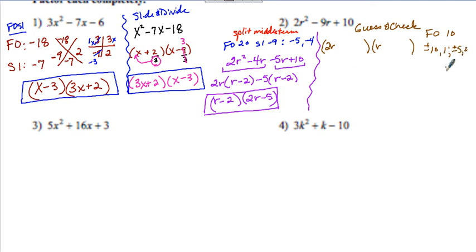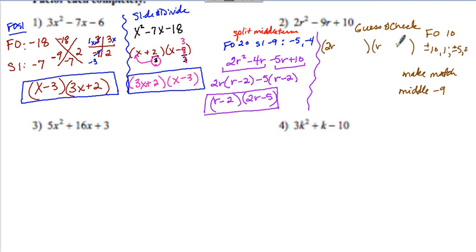Those are the only combos that we have to work with, right? So here, we've got to have some version of 10 and 1 or 5 and 2. This is what I have to work with. And I need to make whatever that combo is match the middle term of negative 9, right?